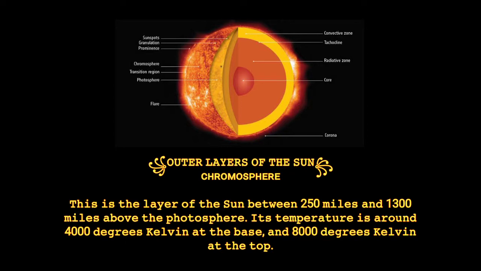The second outer layer is the chromosphere. This is the layer of the sun between 250 miles and 1,300 miles above the photosphere. The chromosphere has temperatures around 4,000 degrees Kelvin at the base and 8,000 degrees Kelvin at the top. As a result, in this layer and other higher layers of the sun, the temperature increases farther away from the sun, unlike in lower layers where it gets hotter nearer to the center, according to research by NASA.